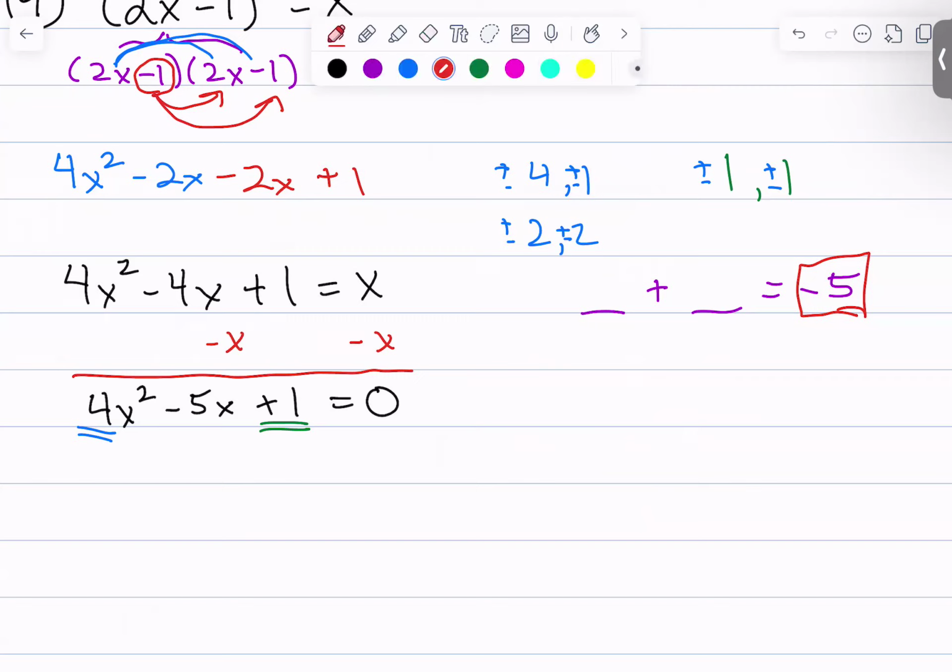What two numbers do I use? -4 times +1. I'm going to try this one. +4 and +1. -1 and -1. +4 times -1, that's -4. +1 times -1, that's -1. So we do have -5, right?